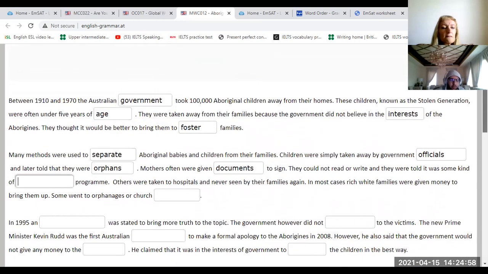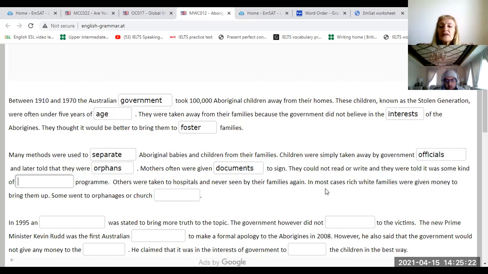Future program? Yeah, possibly. Or perhaps they were told it was a vaccination program. I'm not sure. Let's leave that and come back to that one. Others were taken to hospitals and never seen by their families again. So they were taken to hospitals, so that could mean it's vaccinations, maybe.